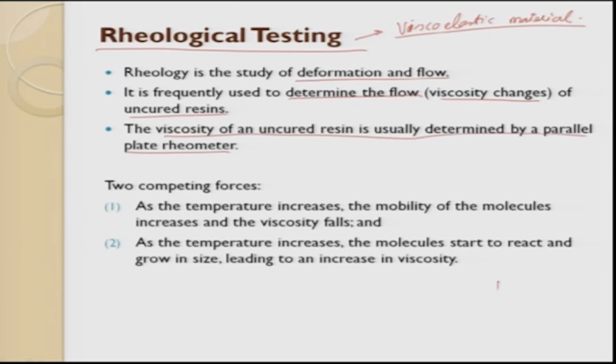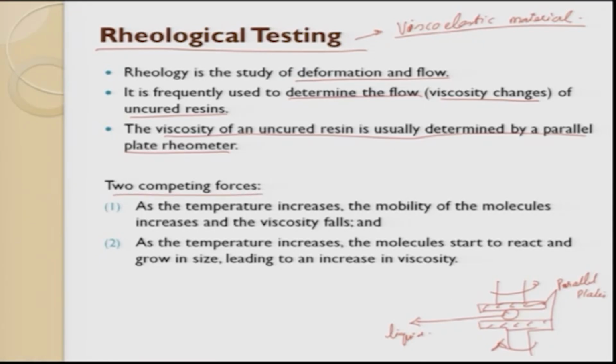So, what we do is we take two parallel plates, and then put a droplet of the liquid between them. This is a plate, and this is a plate. So, these two are parallel plates. And then we put a liquid here, and then we swing the plate and see what resistance it generates and how it behaves with respect to time and temperature. So, this is what is called a parallel plate rheometer.